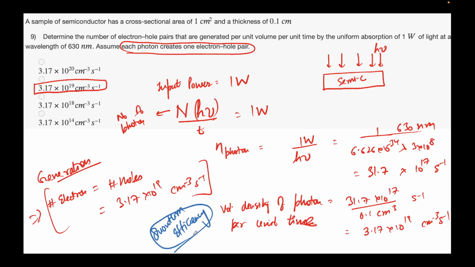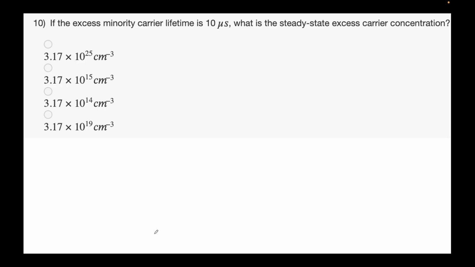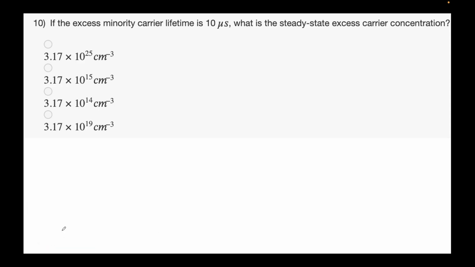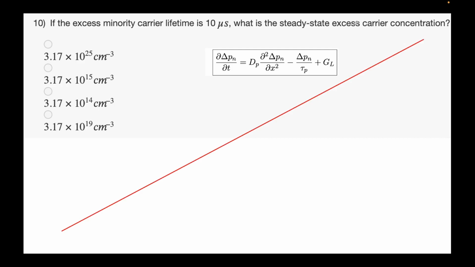Okay, right. So now we know how many electrons and holes have been generated, and we know this expression. Now we need to find the steady state excess carrier concentration. Again, recall the word excess. This is the thing that we are interested in.